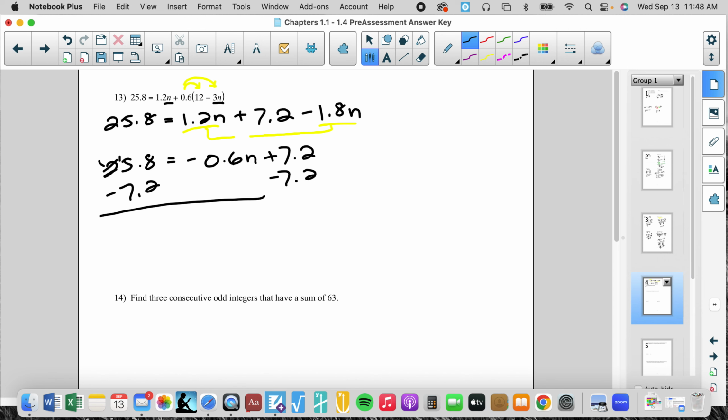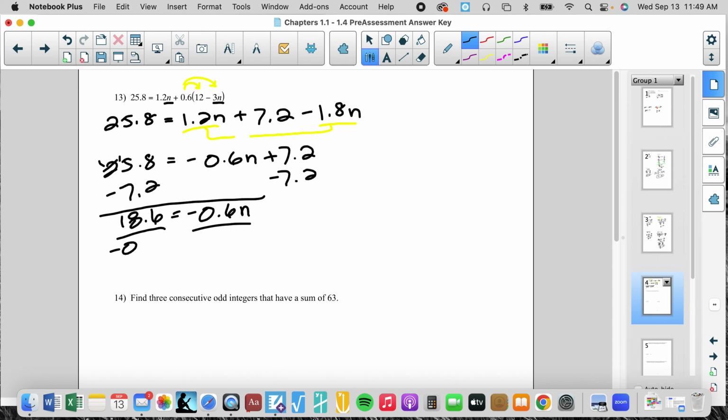And that's going to give me 18. And that's going to give me negative 0.6n. And we're going to divide. Did I ever do that right? Yeah, 7, 14, 15. Yep, that's good.